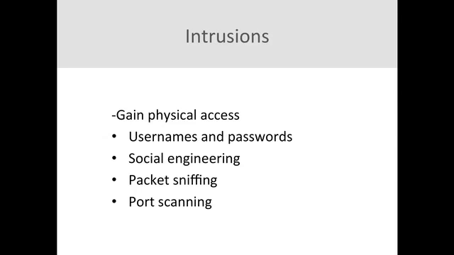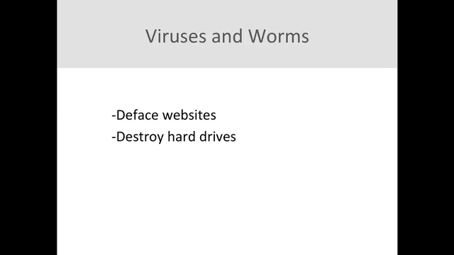Intrusions, this is where intruders gain physical access to your systems through usernames and passwords, social engineering, packet sniffing, and port scanning, just to name a few of the ways. And again, we do go into more detail into a lot of this in the paper, but for time constraints, we're just kind of outlining this here. Viruses and worms, they can range from defacing websites to destroying the data on hard drives. So there's kind of a wide range there.